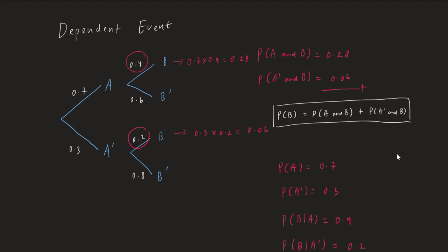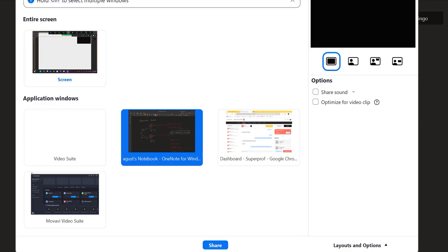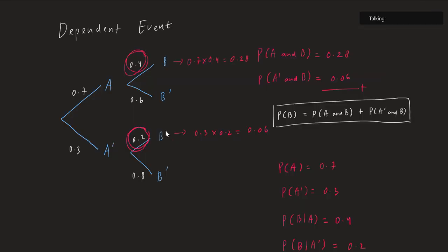Hold on, look at this. This is probability of B given A, and this is probability of B given A prime. I'm not seeing you move. I don't see where you're showing me. Do you see this? Now I see your cursor. I couldn't see it. Do you know this?